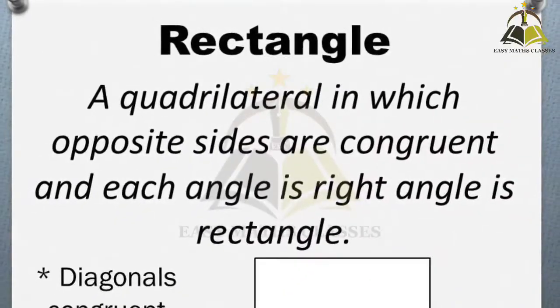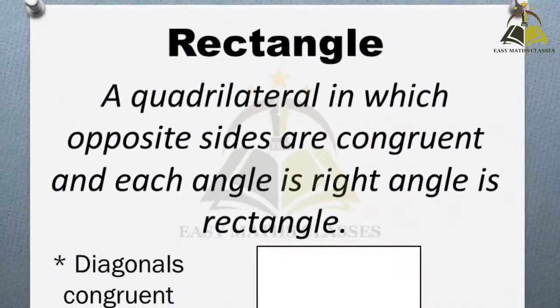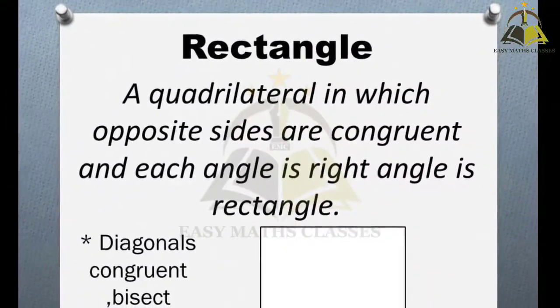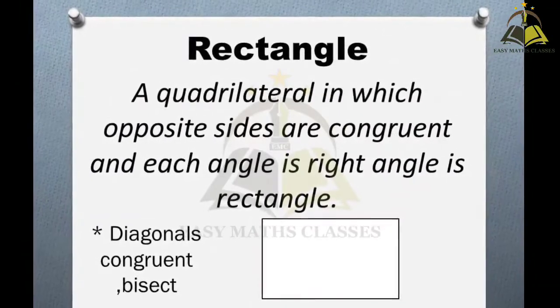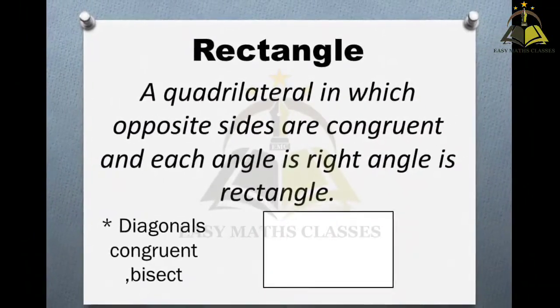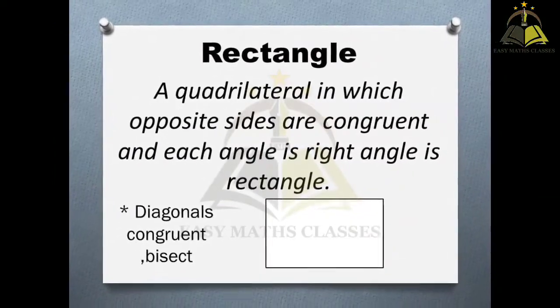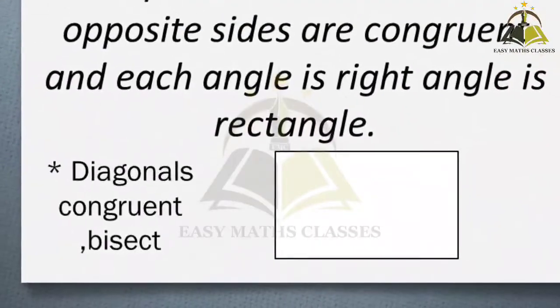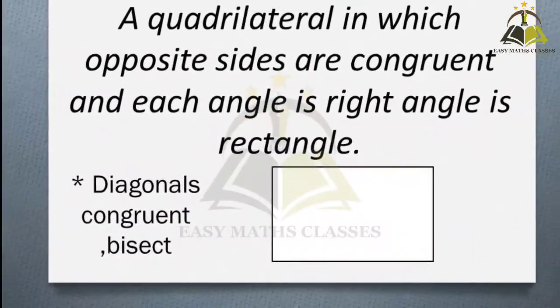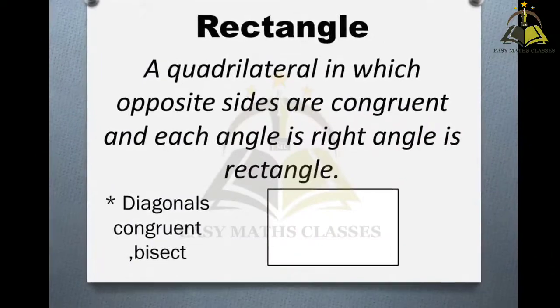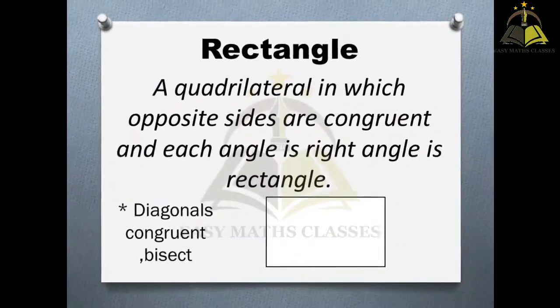Rectangle. A quadrilateral in which opposite sides are congruent and each angle is right angle is rectangle. ऐसा quadrilateral जिसमें opposite sides congruent हो और हर एक एंगल right angle है वो rectangle है. The diagonal of rectangle are also congruent and bisect each other. Also remember, each square is rectangle but each rectangle is not a square.